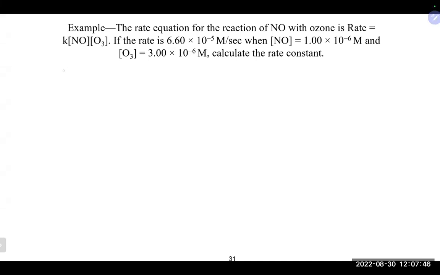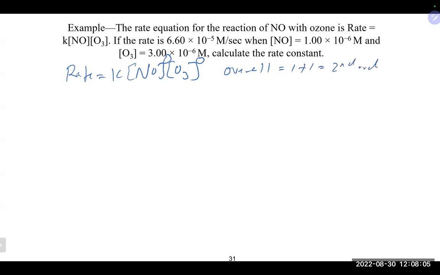In this particular case, they did give us the rate law, which is K times NO times O3. Again, nothing is written here, which means it's assumed to be 1st order in each of those, which means that overall it would be 1 plus 1, or 2nd order. Not that you need that for this question.